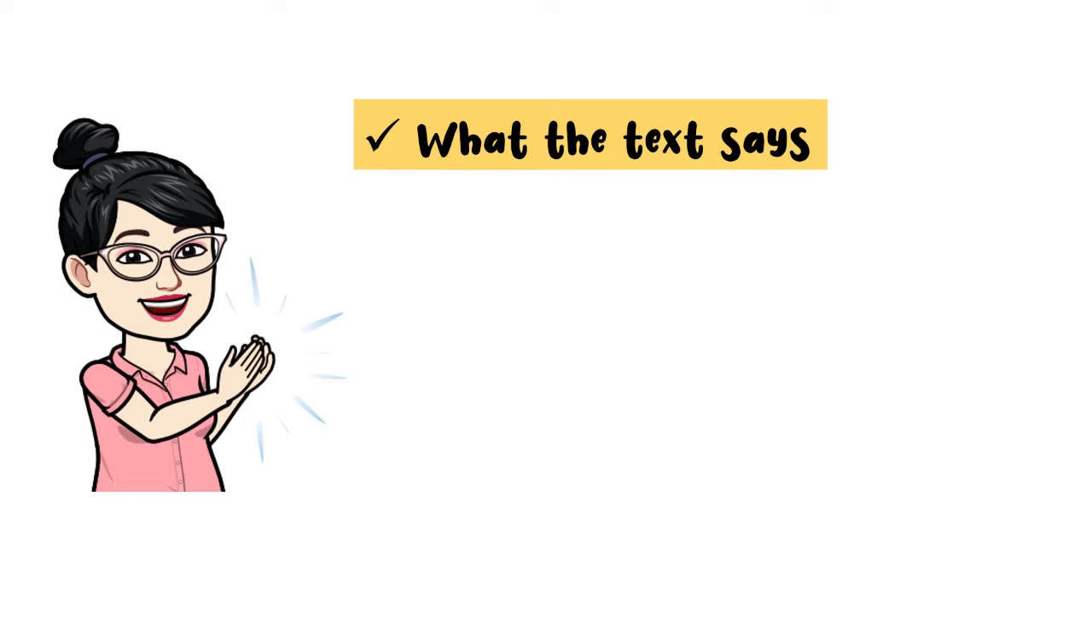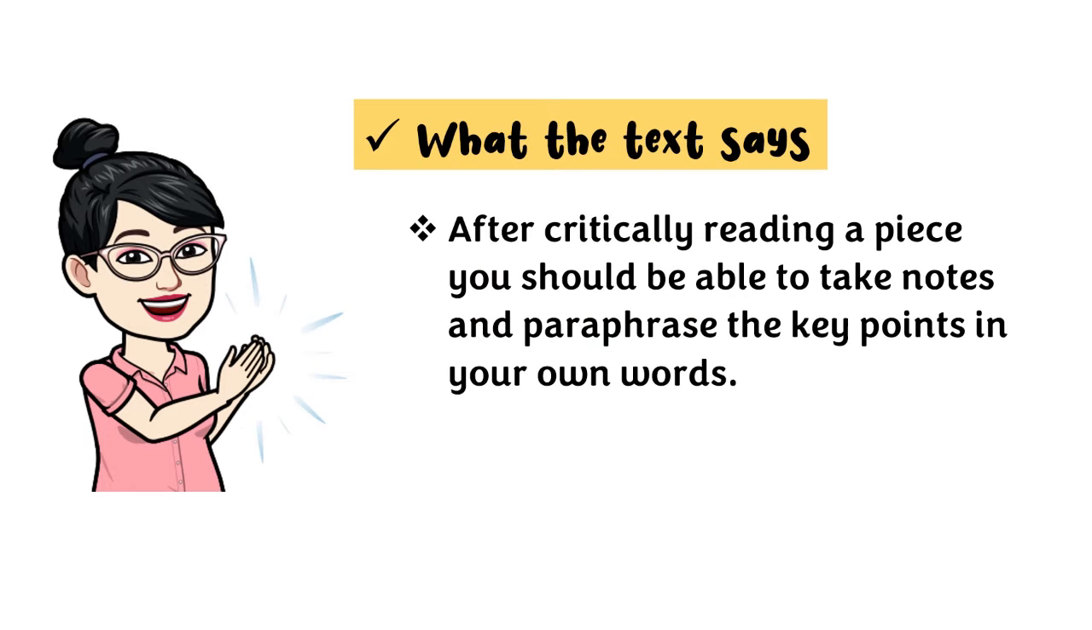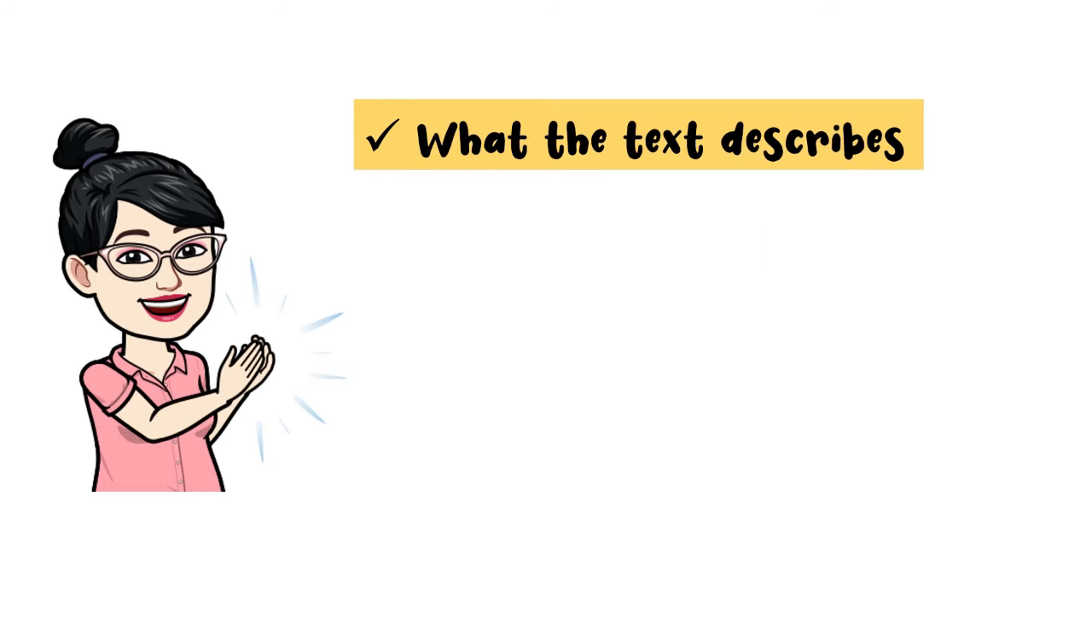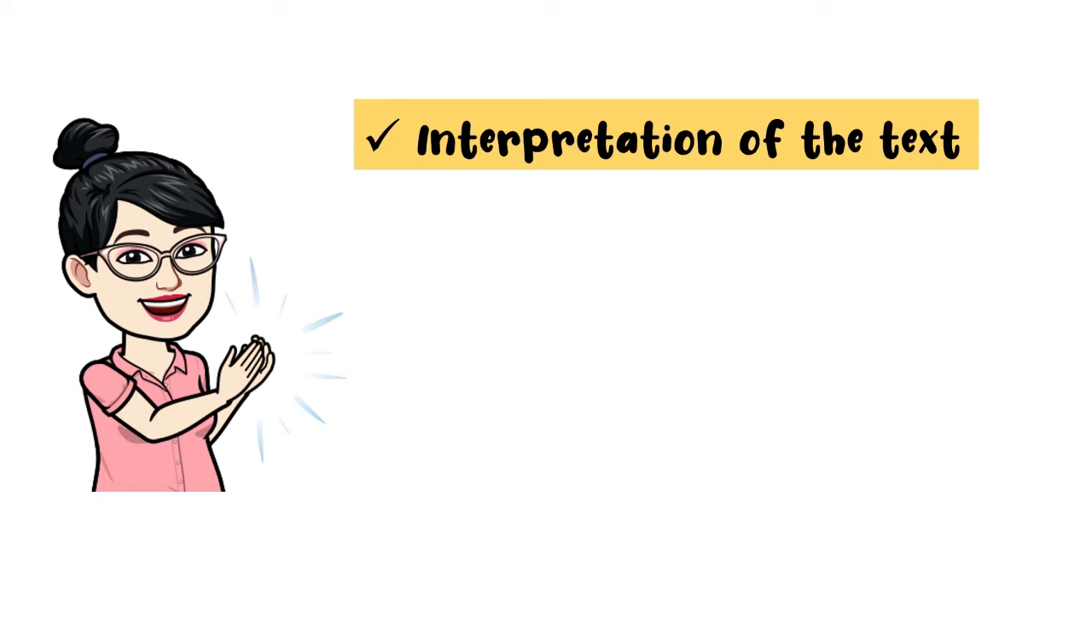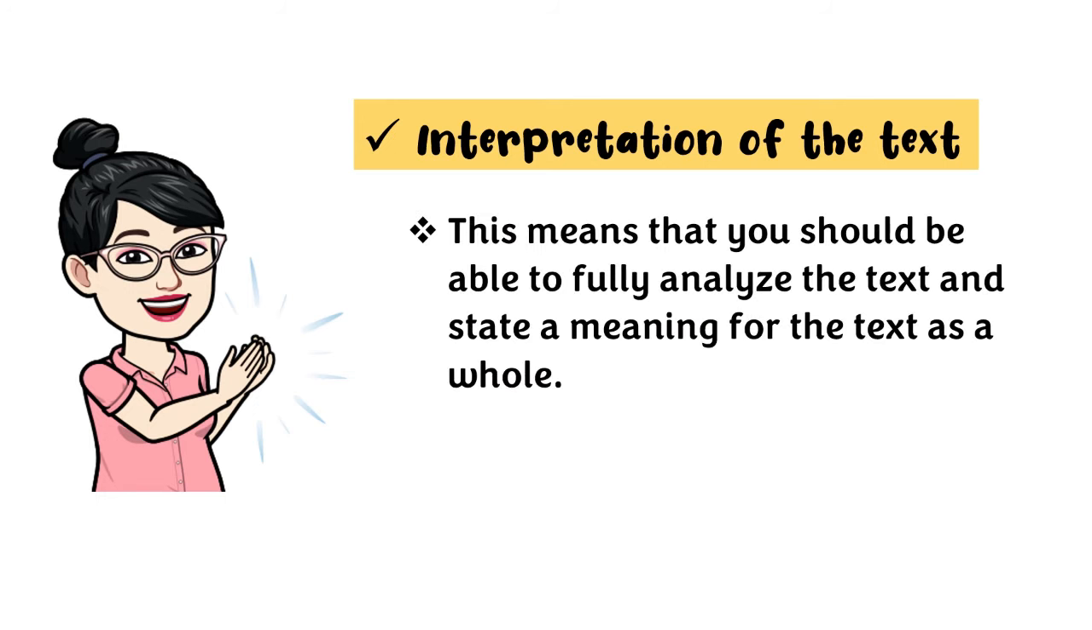What the text says. After critically reading a piece, you should be able to take notes and paraphrase the key points in your own words. What the text describes. You should be confident that you have understood the text sufficiently to be able to use your own examples and compare and contrast with other writing on the subject in hand. Interpretation of the text. This means that you should be able to fully analyze the text and state a meaning for the text as a whole.